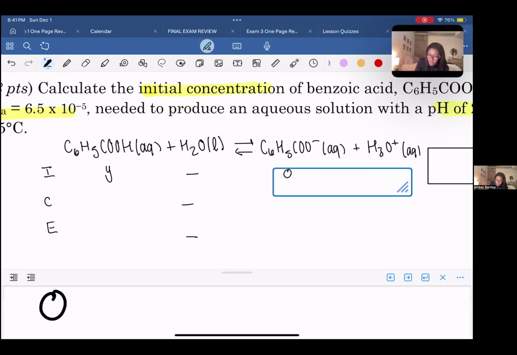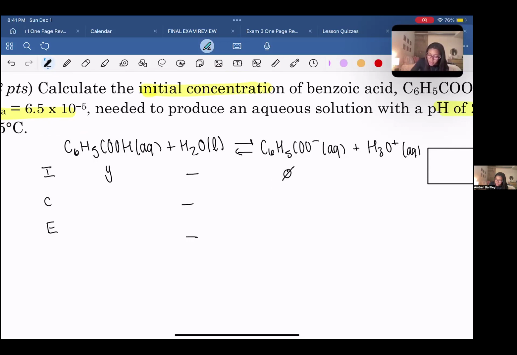And we know that the base, the conjugate base, and the H plus are initially zero. Our change on the reactant side will be minus X, and our change on the product side will be plus X.